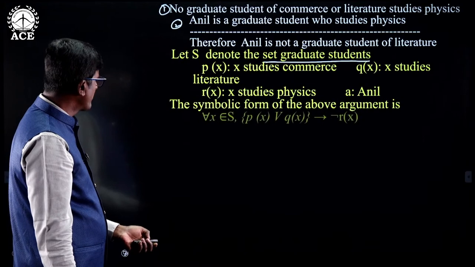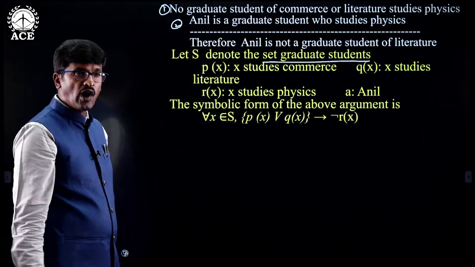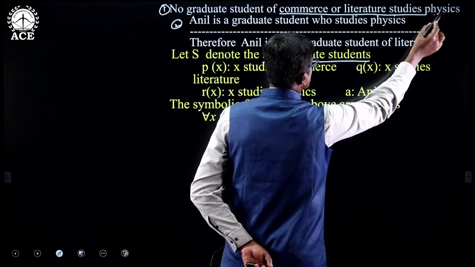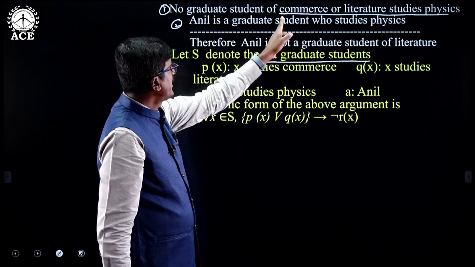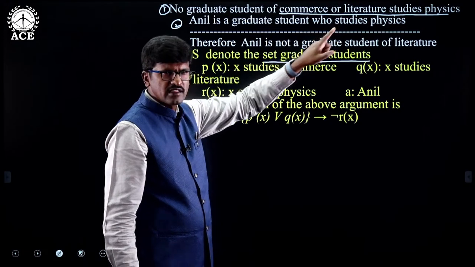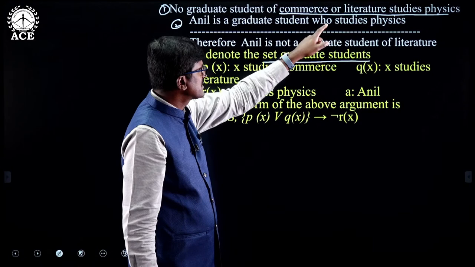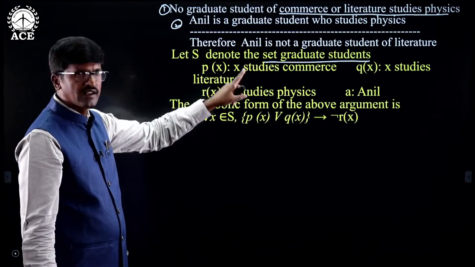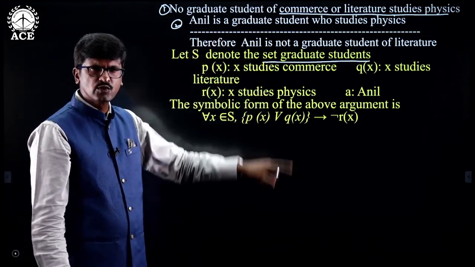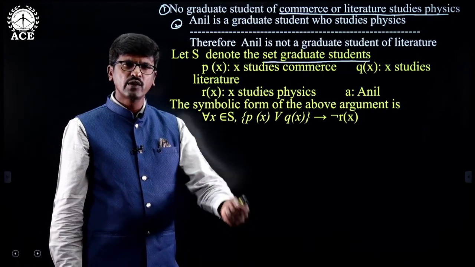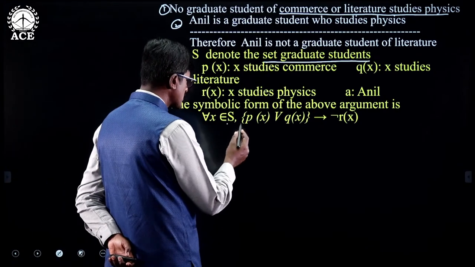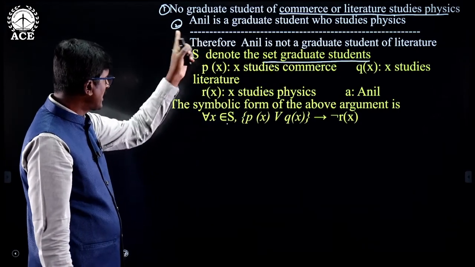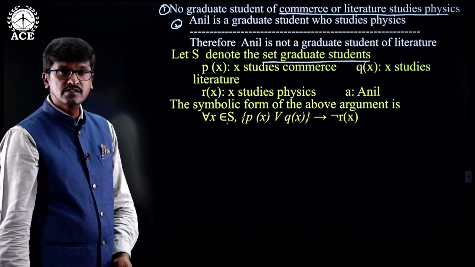Now, if you take the symbolic form of this, no graduate student is nothing but all graduate students. For all x belongs to S, this is a conditional statement. If x is a graduate student of commerce or literature, then he is not going to study physics. That is the conditional statement. So for all x belongs to S, P of x or Q of x implies negation R of x. So no graduate student means all graduate students of commerce or literature are not going to study physics.